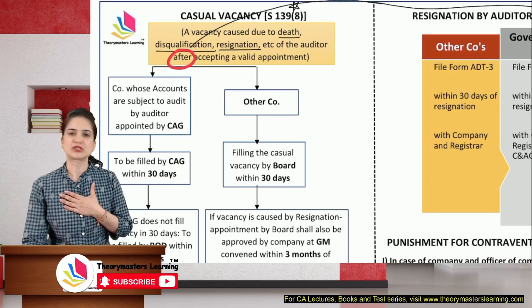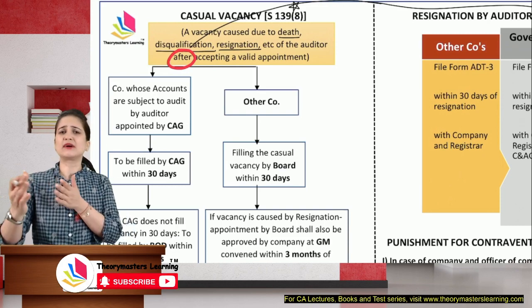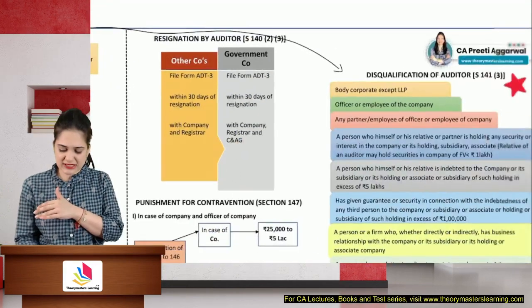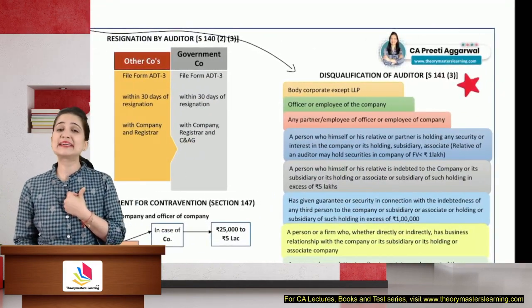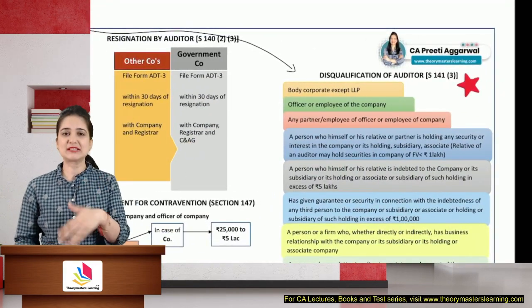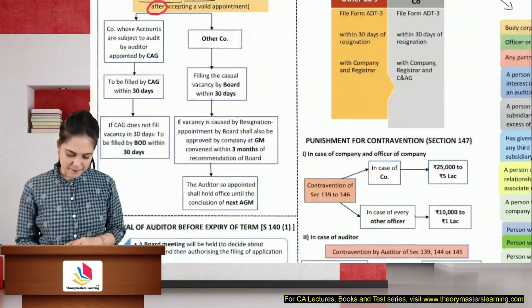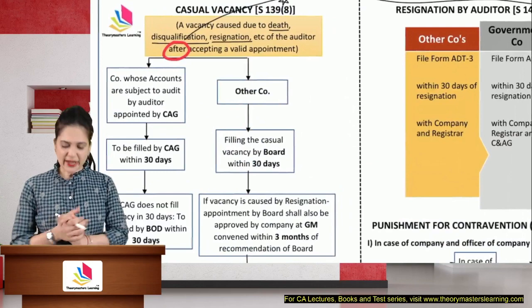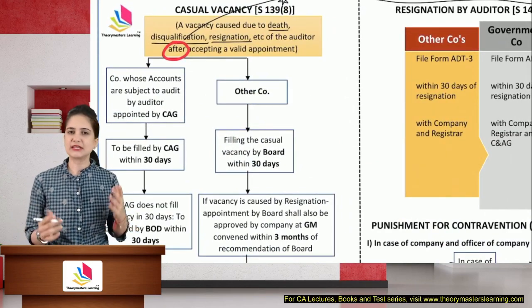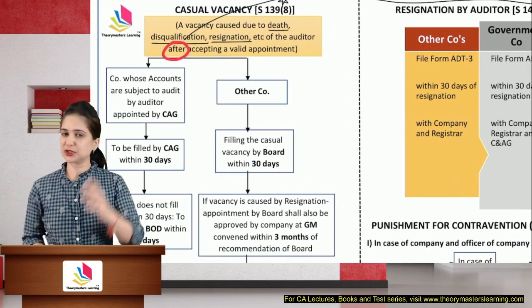So I was appointed as auditor of the company. Later, I attracted any one of these disqualifications. I create a casual vacancy. That vacancy will be filled by the board. So casual vacancy is due to death, disqualification, or resignation of the auditor.